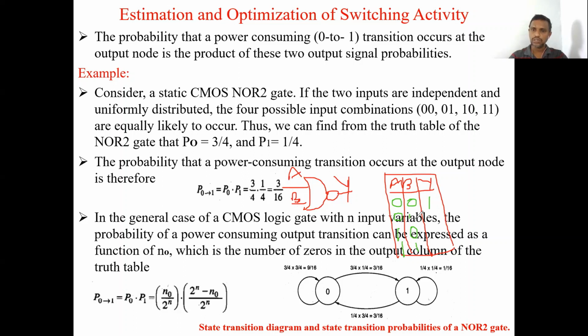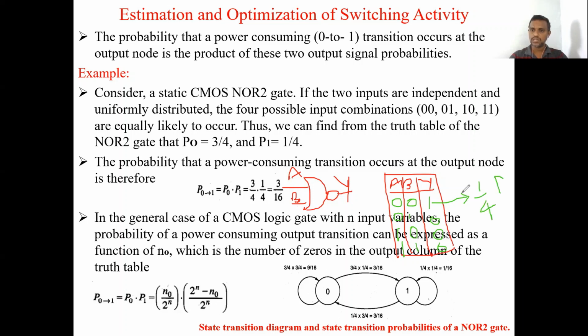Okay, for 0 1, if you apply an OR gate, you will get 1, and if it is a NOR gate, you will get 0 here, and here also 0, and here also 0. So this is the truth table for the NOR gate, the CMOS NOR gate. Then the probability of getting this 1 is nothing but 1 by 4.